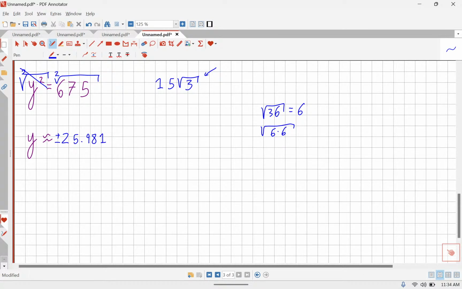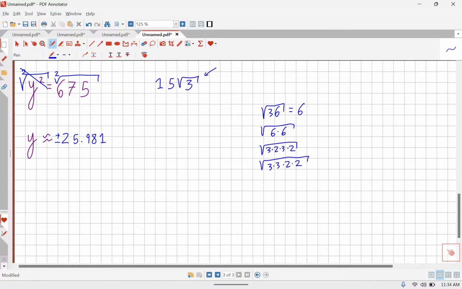Do you guys agree that I have not changed the square root of 36? Does that still say the square root of 36? Yes. Does that still say the square root of 36? Well, I don't know. What's 3 times 3? What's 9 times 2? What's 18 times 2? 36. Sure, I just changed the order.